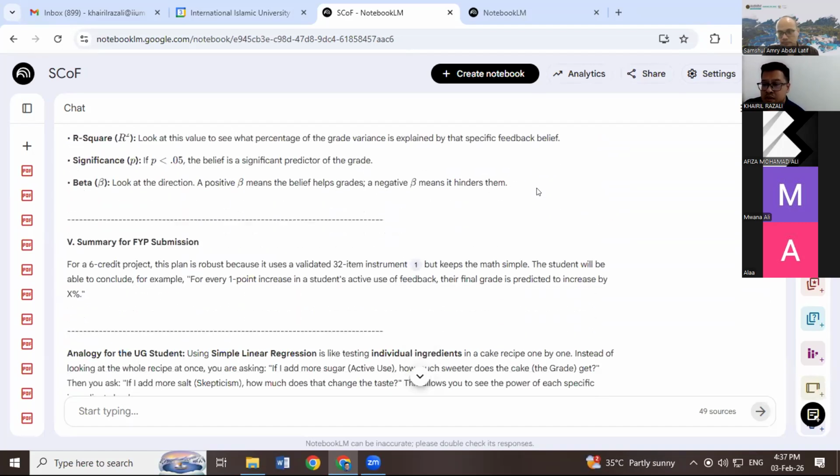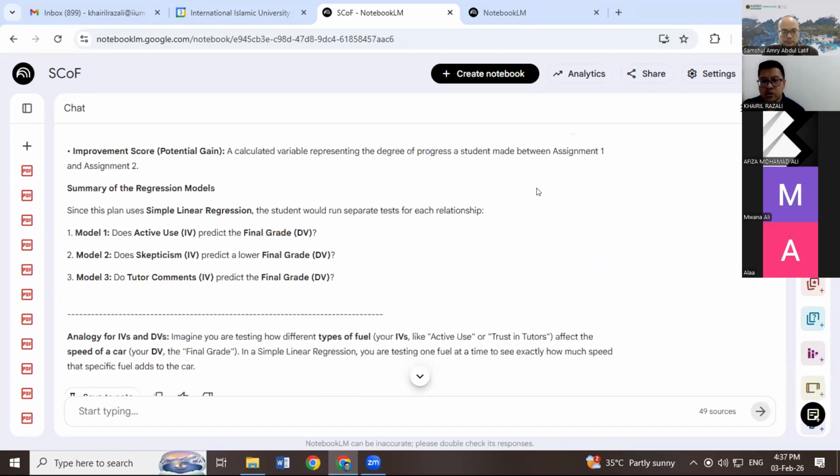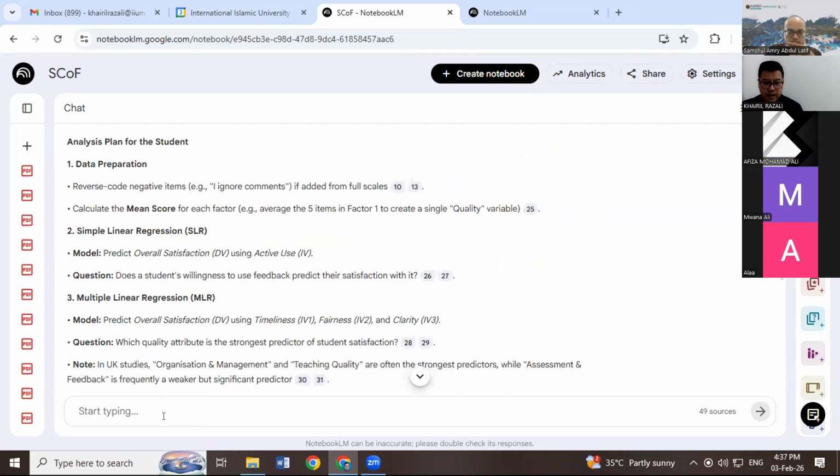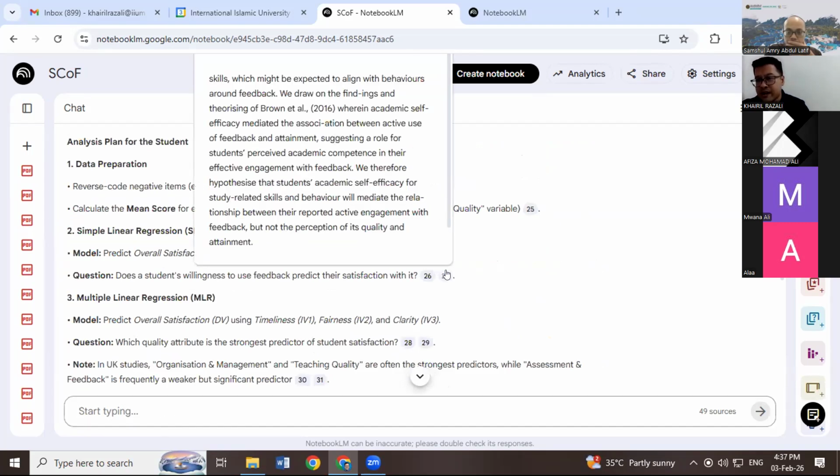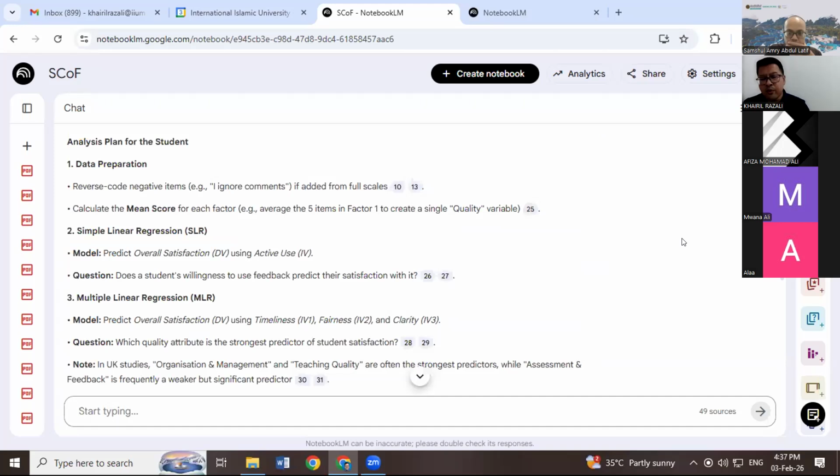Okay, so these are some of the fantastic things that you can do. If you want to ask questions, there are a lot of questions you can ask. For example, you want to write a literature review based on the 49 papers that you have. So again, don't ask the AI to write for you. Please don't ask the AI to write for you, because 50 papers is not enough for your literature review. Definitely, you need more than that.